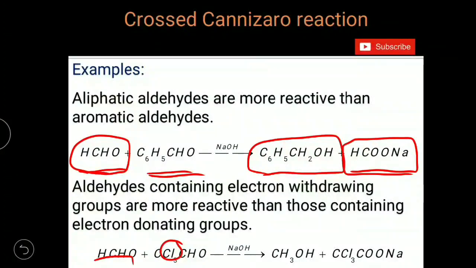trichloroacetaldehyde, which is also called as chloral, is more reactive than formaldehyde, and more reactive aldehyde will be converted into salt of carboxylic acid. So you will get sodium salt of trichloroacetic acid, and less reactive aldehyde will be converted into alcohol. So formaldehyde will be converted into methyl alcohol, also called as methanol.